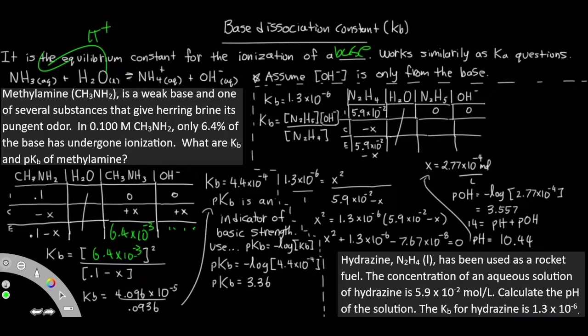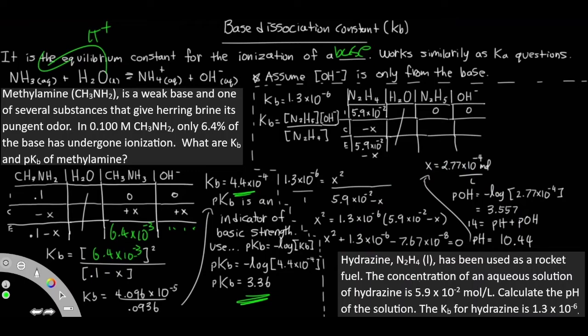What is pKb? pKb is an indicator of basic strength. How do we figure it out? Well, we use this formula, negative log of that Kb. So I'm just going to put my Kb value over here into our negative log formula. I end up getting 3.36. This is your answer.